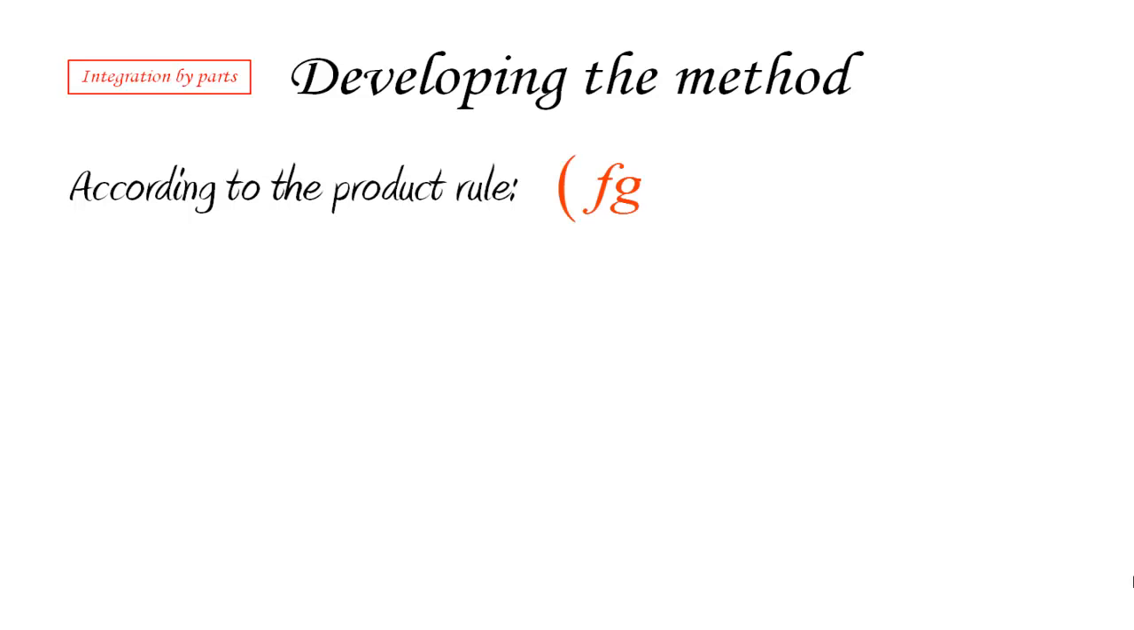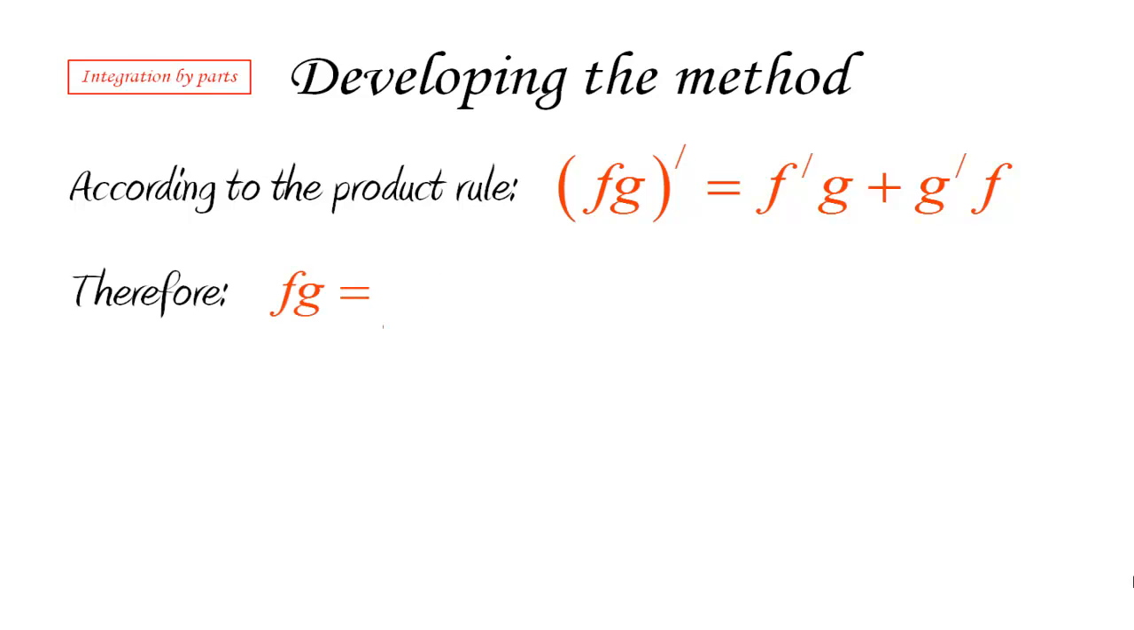Let's develop the method. As we did for the method of change of variable, we're going to start with the product rule, which says that the derivative of a product is given by the derivative of the first times the second plus the derivative of the second times the first. Well, to every differentiation formula corresponds an integration formula. And here is what the integration formula looks like in this case.